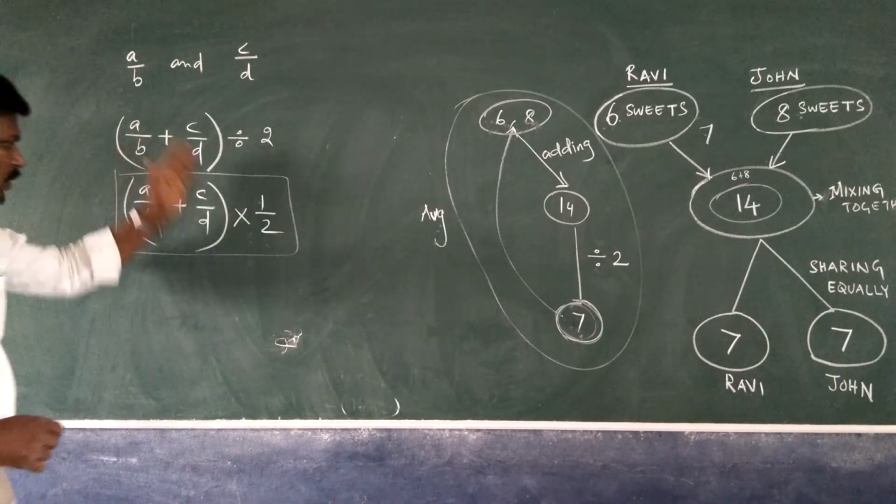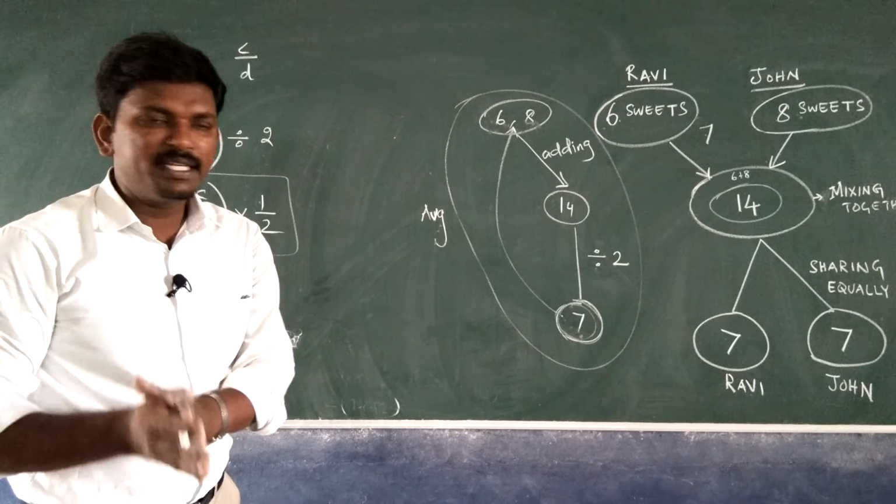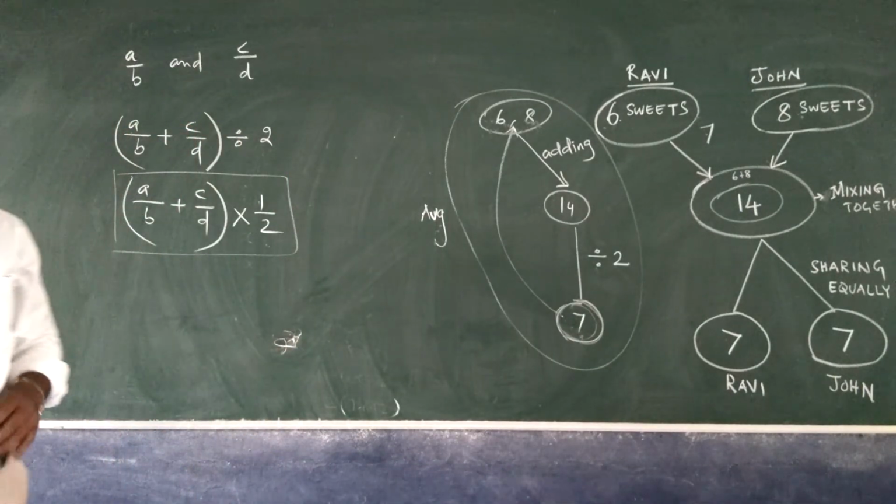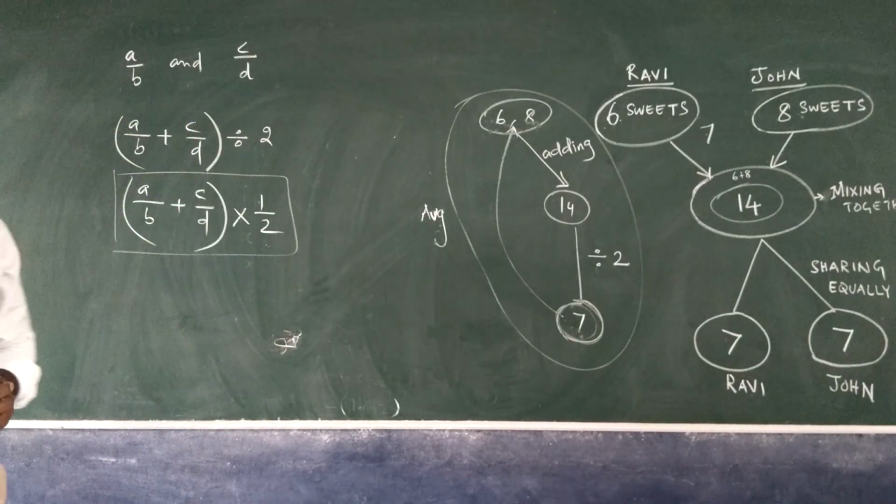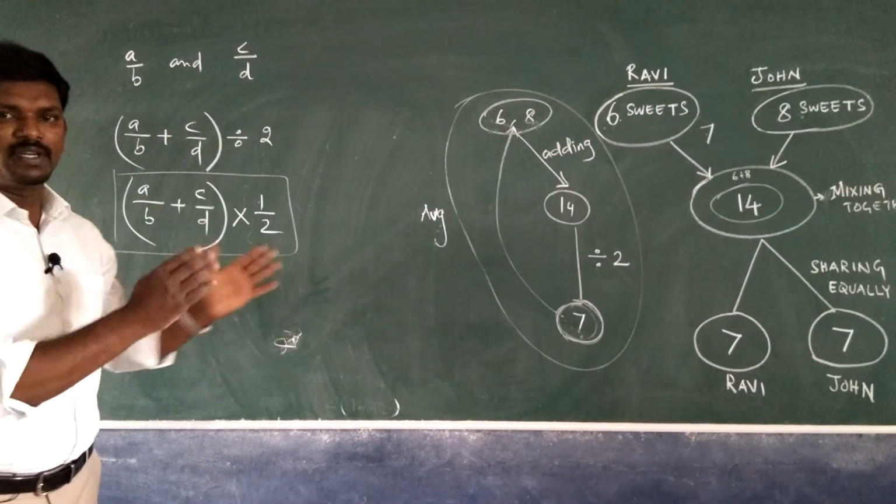So like this process, we are going to find the rational numbers between any two rational numbers. Let us do one example. You have to listen very carefully.